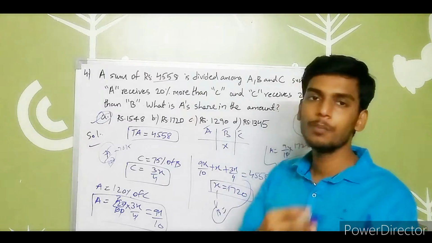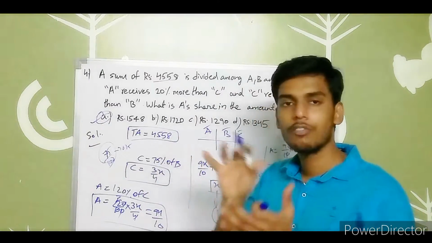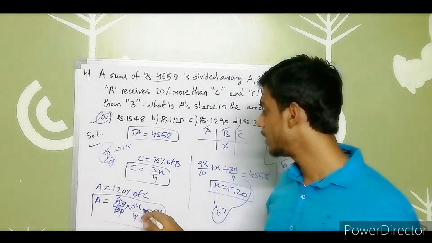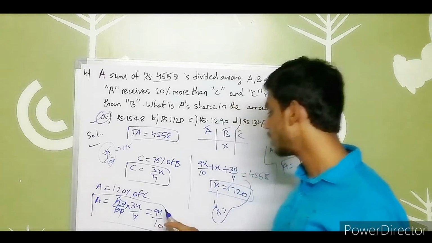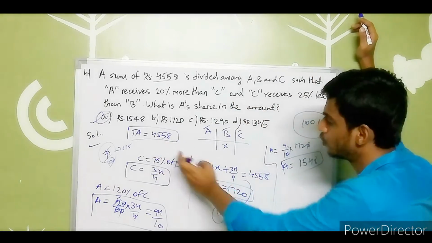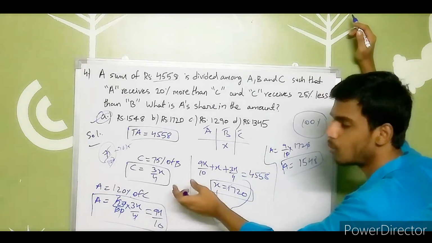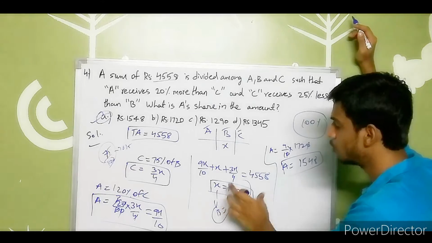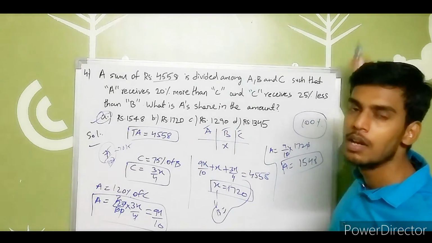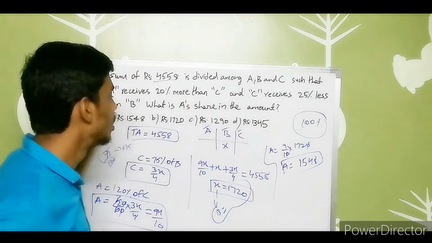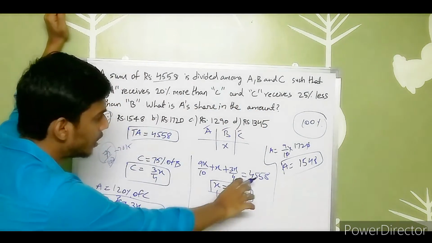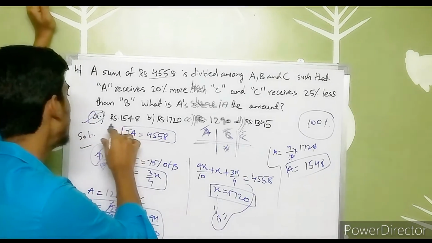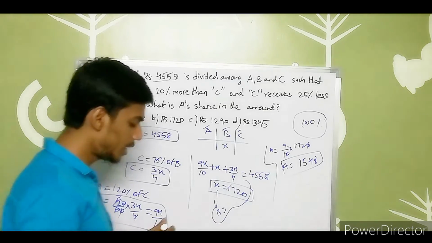Next, A is 20% more than C. Initially C is 3 by 4x, which is 100%. 20% more means 120%, so A equals 120% of C. That is 120 by 100 into 3x by 4, so I got A as 9x by 10. Similarly, they gave the total amount, so A plus B plus C, with the values we assumed as per the given conditions, we get x equal to 1720. But they asked for A's share in the amount. So A equals 9 by 10 into X. X is 1720, so by calculating this, we get A as 1540. Hope you got it, guys.